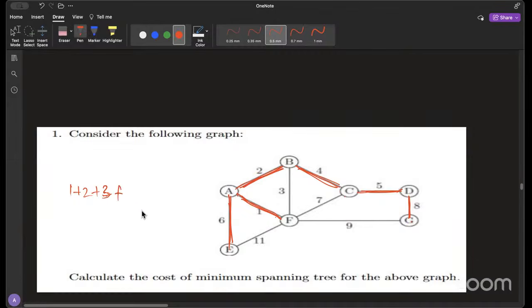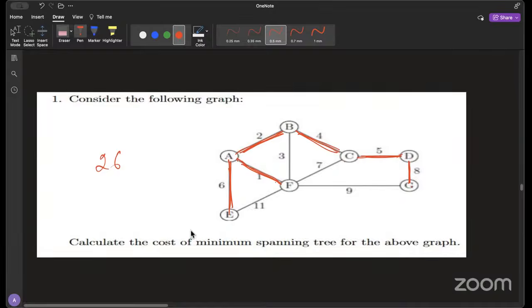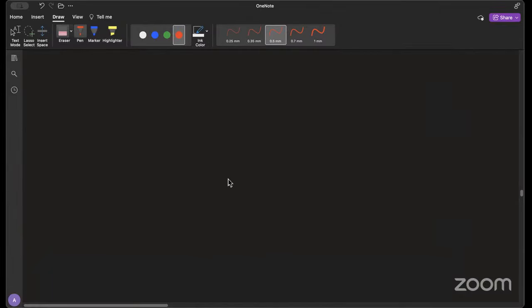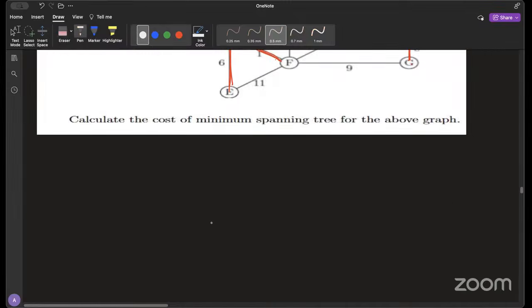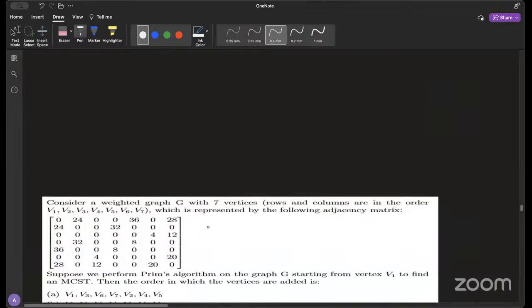1, 2, 3. 4 is also there. 3 is not there, right? 1, 2, 4, 5. What's the total weight? Let's just count it without writing. It's 1, 7, 12, 20, 26. So it's 26. I hope this one is clear. Prim's algorithm and Kruskal's algorithm are probably the simplest part of graph theory.